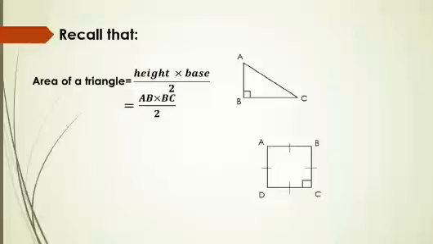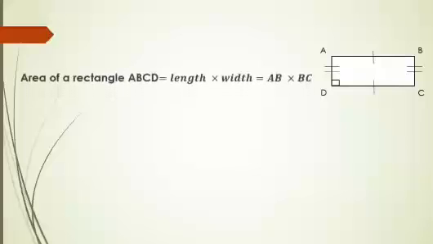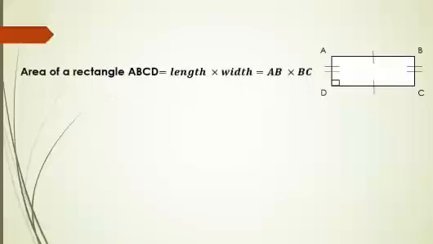The area of the square ABCD is equal to side squared, equal to AB squared. Area of a rectangle ABCD is equal to length times width, it is equal to AB times BC or DC times AD.